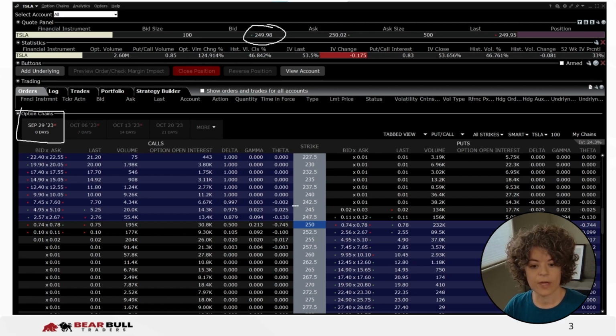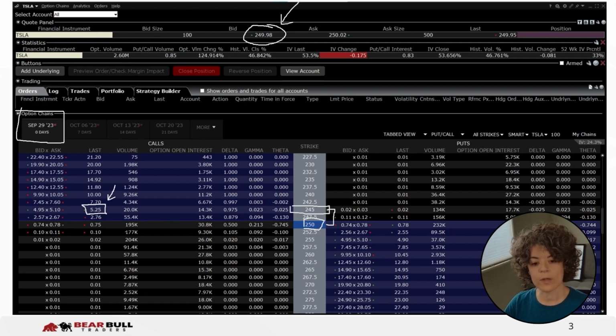Let's go ahead and look at the 245 call contracts. If we look at the 245s, we can see that the price for these is $5.25. If you notice, 245 is $5 away from 250, which is at the money, where the current stock price is sitting. So $5 of this price here is based on intrinsic value.